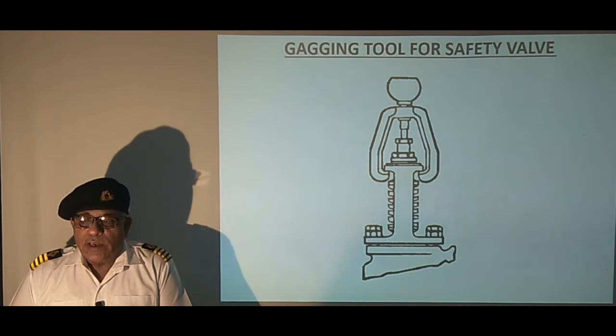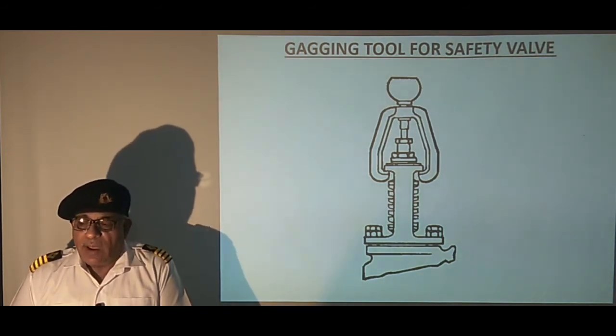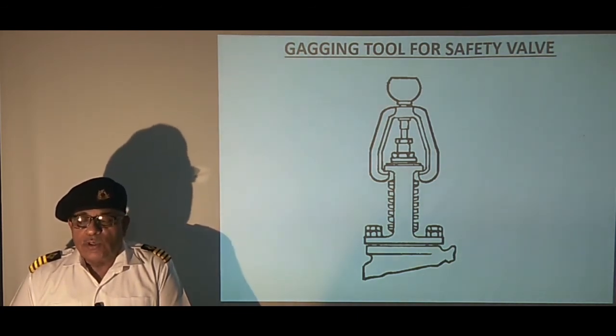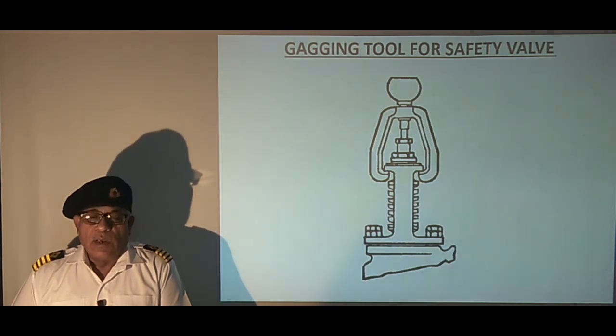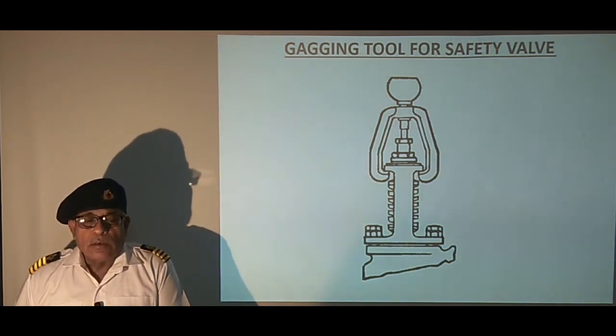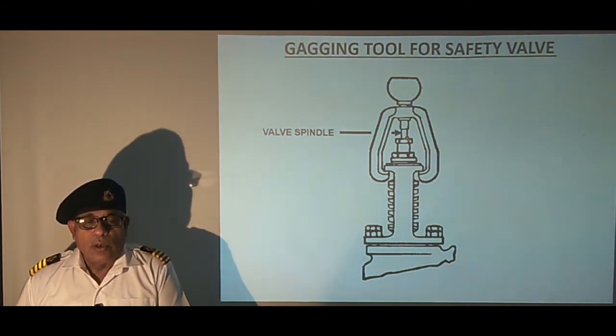The figure shows a gagging tool which is used to prevent the blowing off of the safety valve when the other is being set. This helps in setting both the safety valves independently. Let's see how it is done. So we can see that the valve spindle is coming out above, and this has to be pressed by this tool. And how to secure the tool?